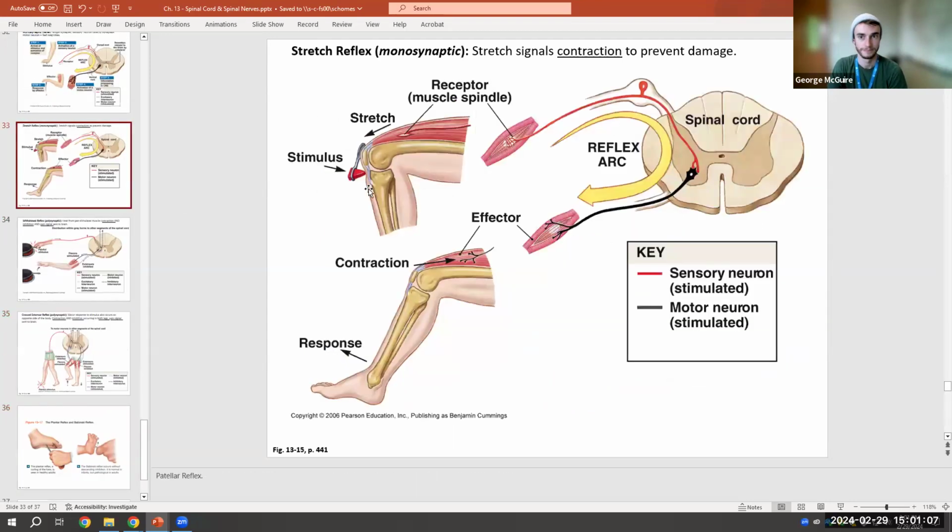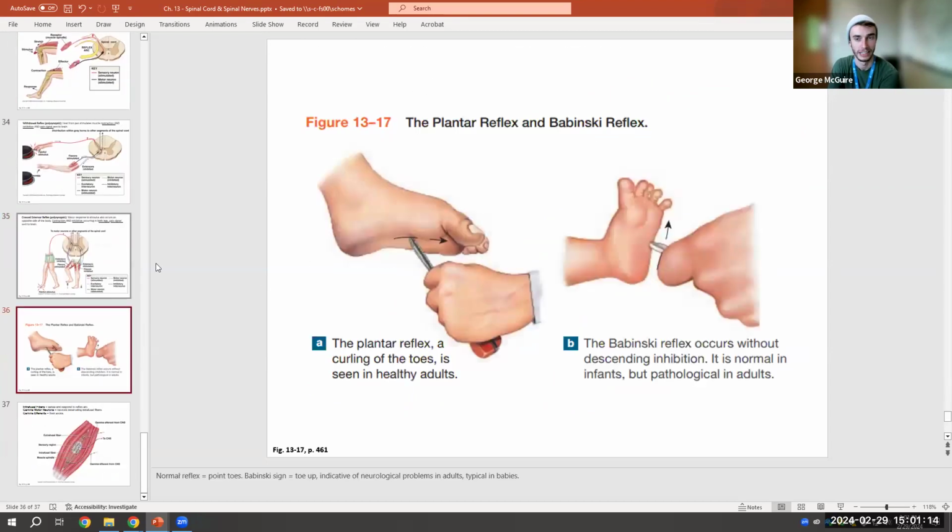So we brought up the stretch reflex of the patellar ligament as a really common way of testing if these signals are working correctly. Another common test is the Babinski reflex. Naturally, for most of your life, feeling some sort of sensation on the bottom of your foot would cause you to do plantar flexion to try to make room for whatever that painful stimulus is, or whatever you were sensing there, to get away from it.